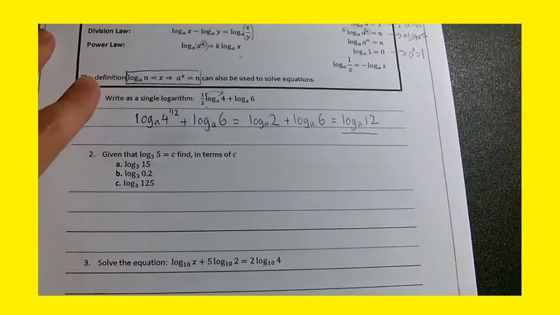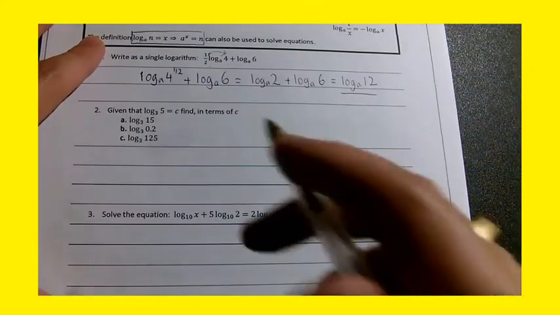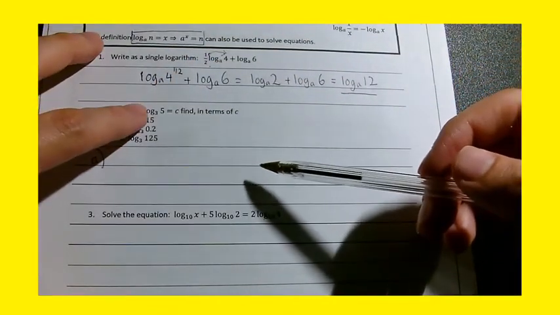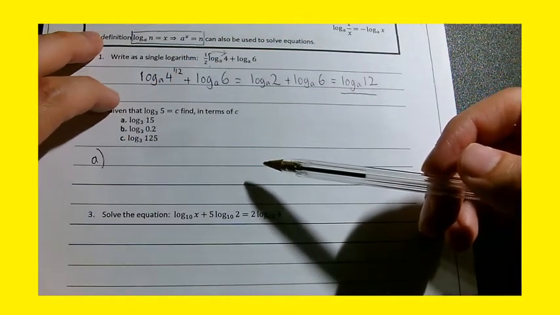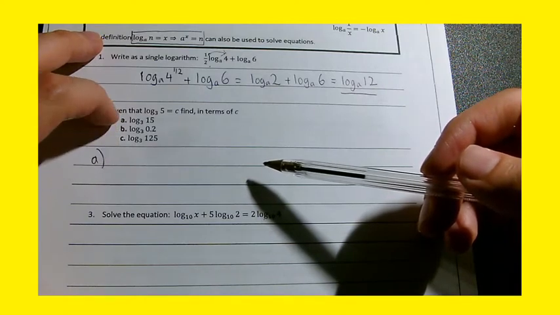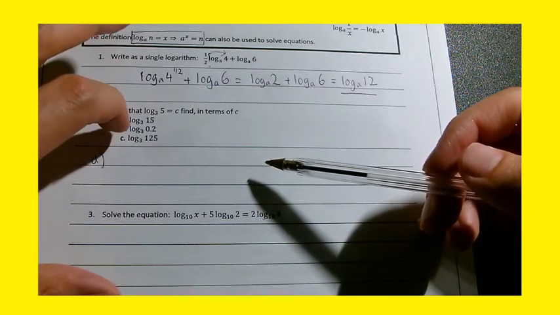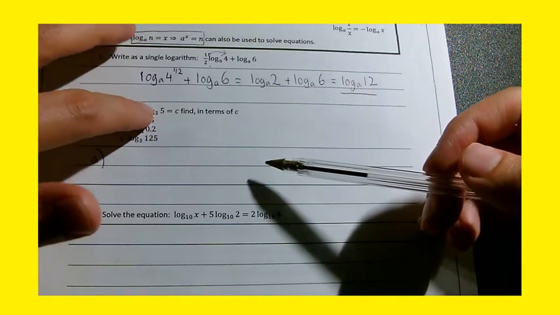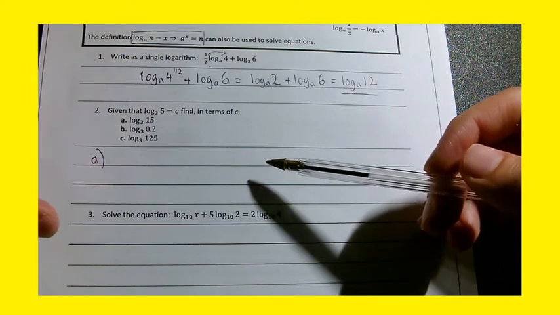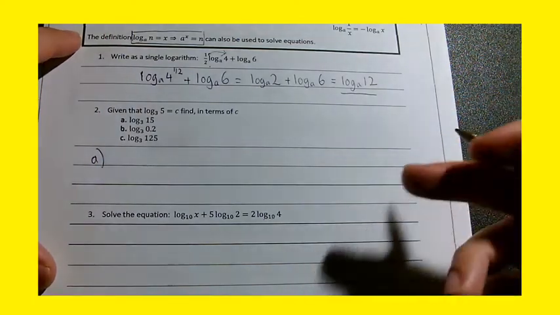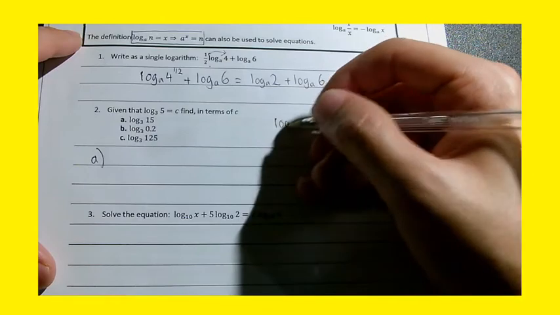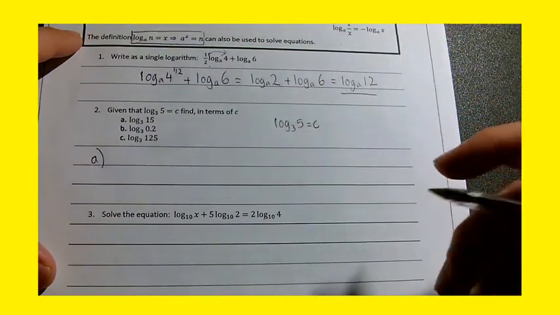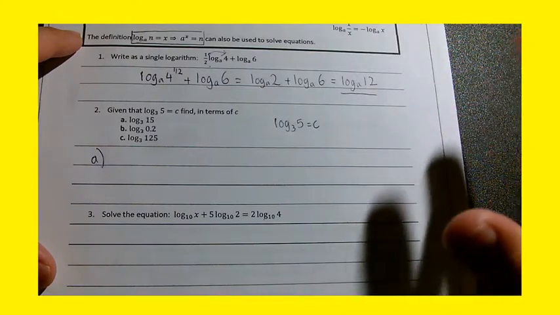Right, question 2. We've got a situation here. We've got log base 3, 5 equals c. Find in terms of c these values. Now students find this quite difficult because they're giving you some information, but it's not immediately clear how you get to these other values. Okay, so first of all, let's look at log base 3, 5 equals c. If I see log base 3, 5, that's always equal to c.